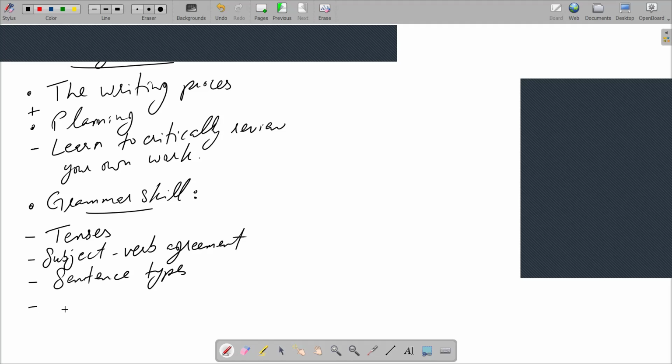Then we have sentence structure, right? And this is very important. It is specifically mentioned in the syllabus. So this is something that the examiners will focus on, and this is something that will affect the grading of your writing. And that is sentence structure. This is obviously very important.